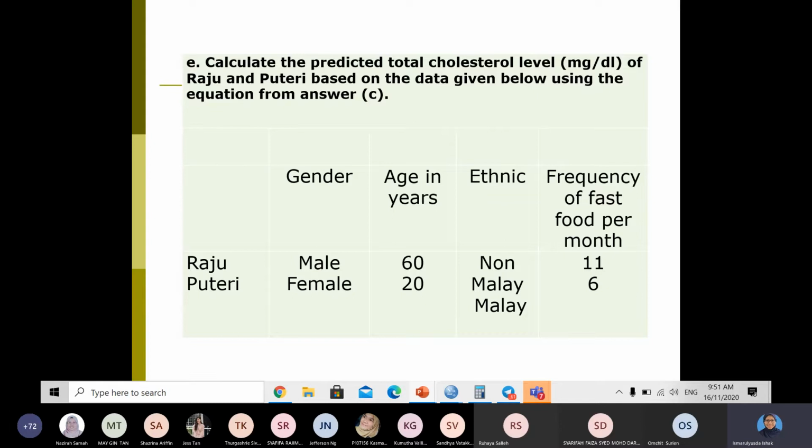We gave you the gender, age, ethnicity, and the frequency of fast food. So in your example, the only data that you have is the frequency of fast food. So for Raju, y equals 5.189 plus 0.142 times 11, and for Putri, 5.189 plus 0.142 times 6.